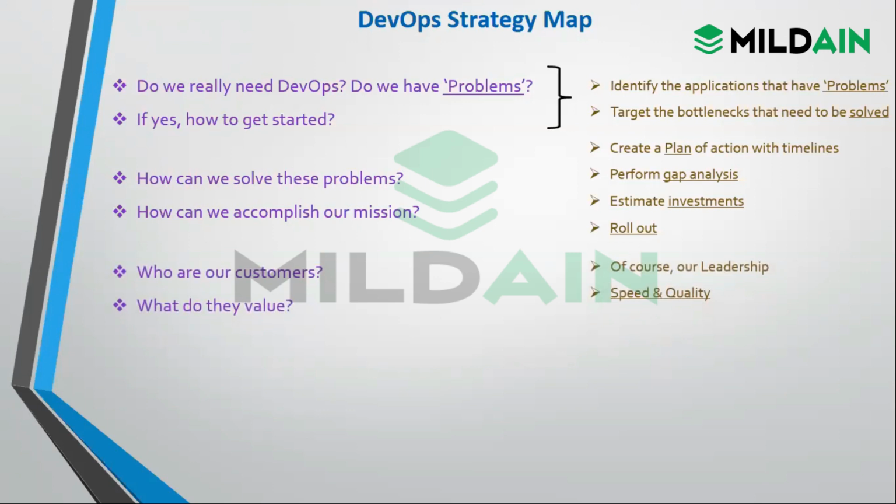So now, who are our customers? What do they value? Of course, it is the leadership, because if we don't get a green signal from the leadership, we are not able to implement it. So the customers are the leadership of the customer. And what they value is speed and quality. Whatever work they need, they want it done immediately and with quality.